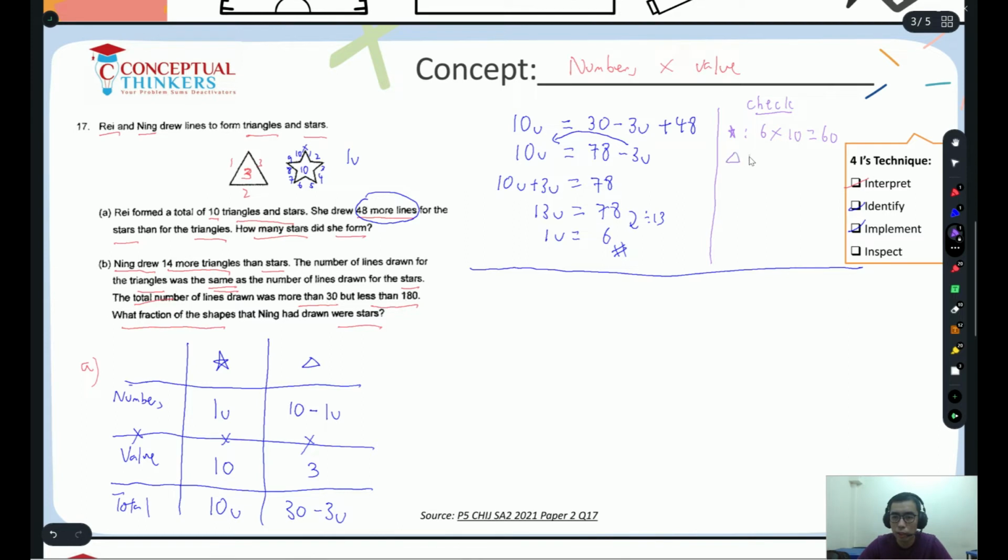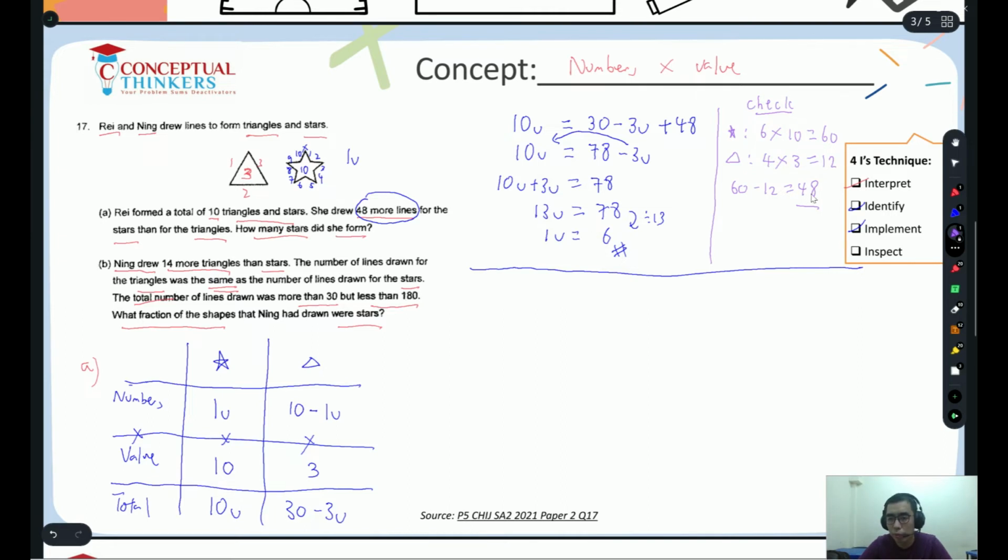Now, let's look at triangle. For triangle, I should take 10 minus away 6, and I will get 4. Now, the number of lines to form one triangle will be 3, so multiply by 3 here. So I'm going to get 12. So if I take 60 minus away 12, I will get 48. So this means that the number of lines will be 48.